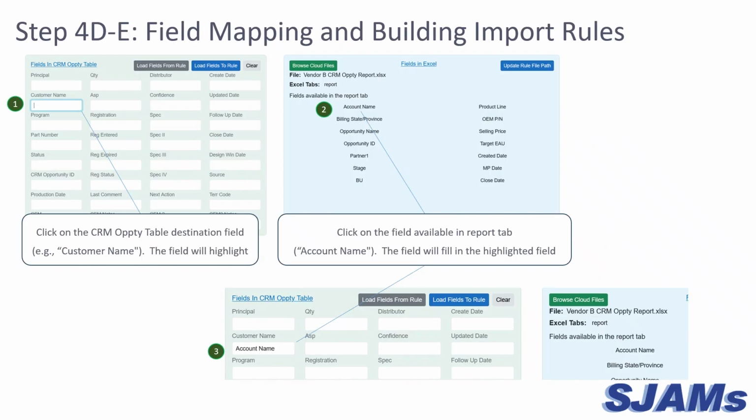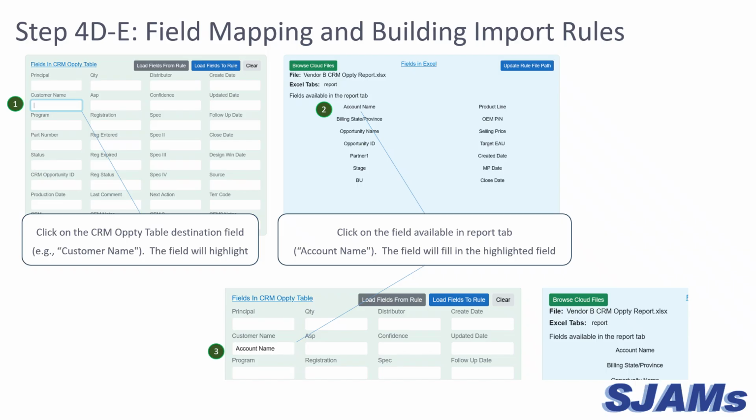On this slide, we want to show how to start the mapping process. Figure 1. Click or highlight the field you want to map in the CRM opportunity table, in this example, customer name. Figure 2. Then click on the field in the Excel which you want to map. In this example, account name. Figure 3. When you click on the field name, account name will map to the customer name.